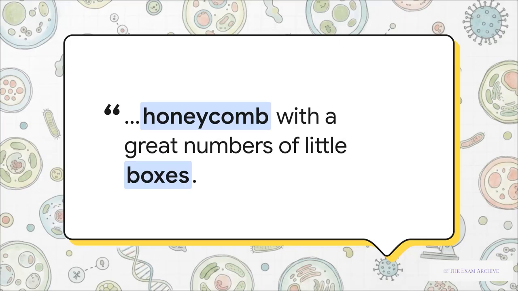Let's actually jump back to Hooke for a moment because this is pretty cool. When Hooke looked at that dead cork tissue, he compiled his work into a famous book called Micrographia. In it, he described the cork as looking like a honeycomb with a great number of little boxes. That simple observation gave us the scientific term cell. It comes from the Latin word cella, which simply means a small compartment. So the word cell itself is literally over 300 years old.